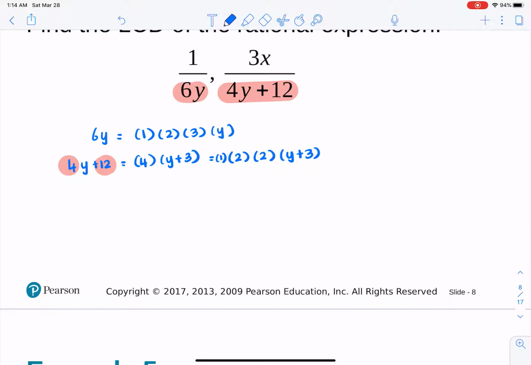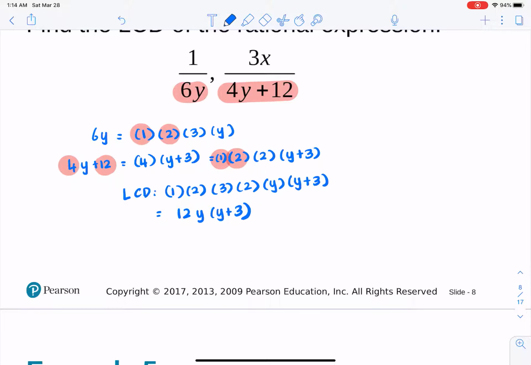Let's see what we have in common. 1, obviously, is in common. A 2 is in common. So the LCD is 1 times 2. The other terms don't have anything in common, so we simply write them down. 3 times 2 times y plus 3. So the answer is 12y times y plus 3.